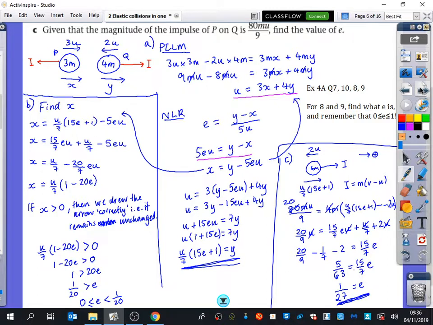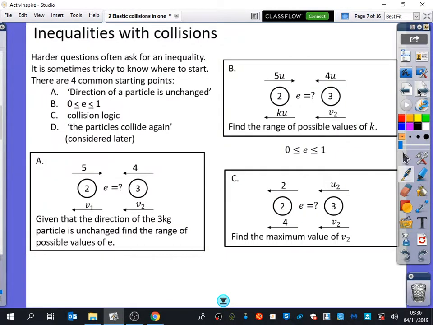In an exam, this would probably be the last question because it's a bit more weighty. So the last things I wanted to talk about before we do some practice are some of these inequalities bits. We've talked about some of these just now, and it says harder questions often ask for an inequality, and it sometimes is tricky to know where to start, and there are 4 common starting points.